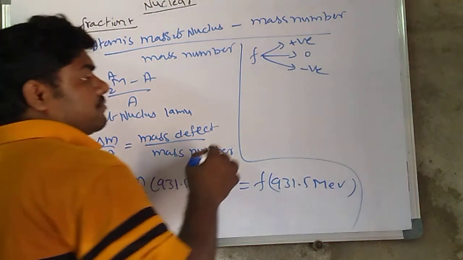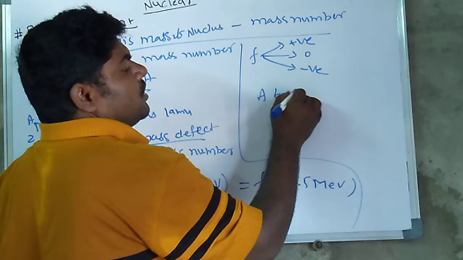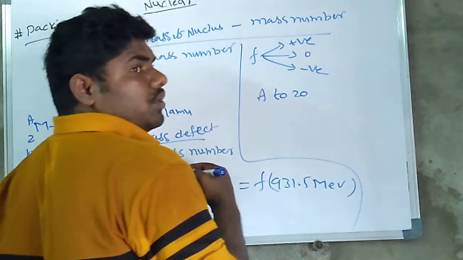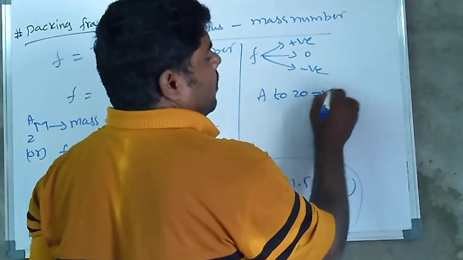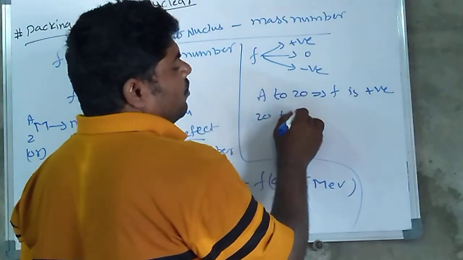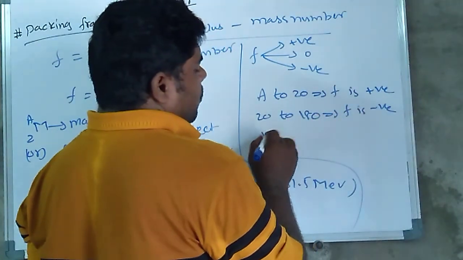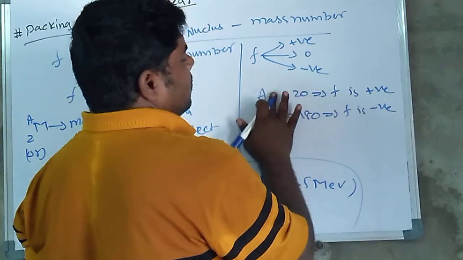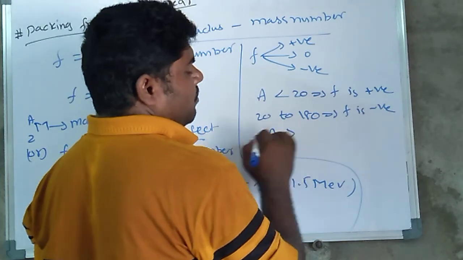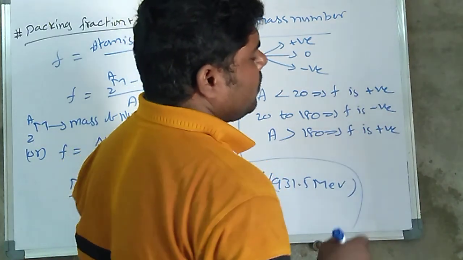For mass numbers between 1 and 20, the packing fraction is positive. Between 20 and 180, the packing fraction is negative. When the atomic mass number is more than 180, the packing fraction is positive.